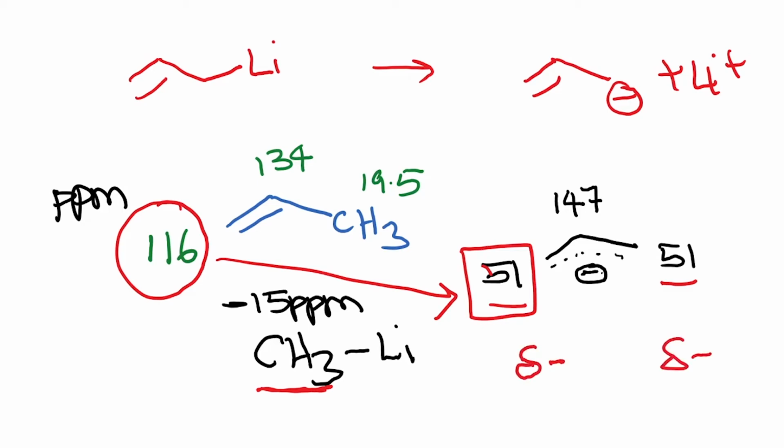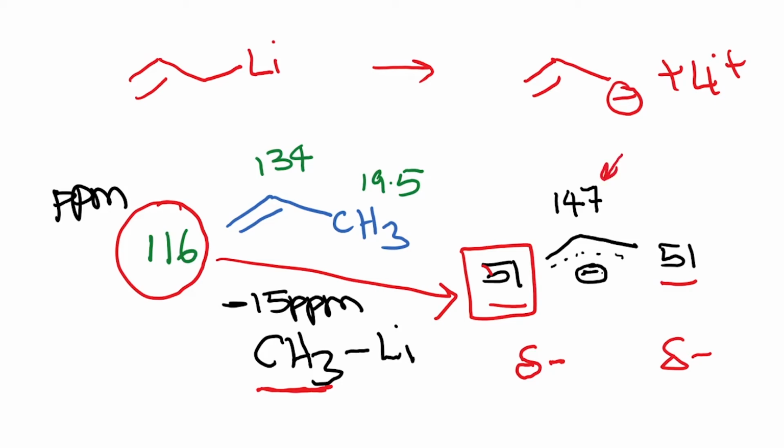So I will repeat this concept once again. There are two points about this experiment. The first one is that the two ends of the carbon are actually the same, because you get only two signals when you record the NMR spectrum of allyl lithium. And this tells you that there are only two distinct types of carbons. One is this peak at 147 and the other one is 51.